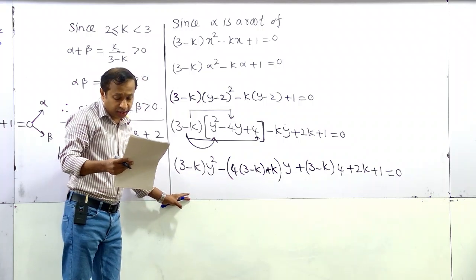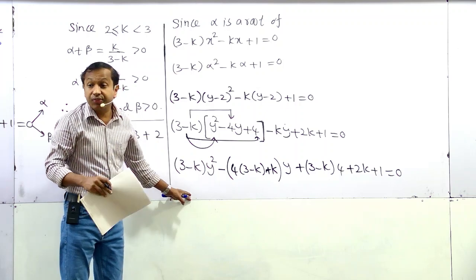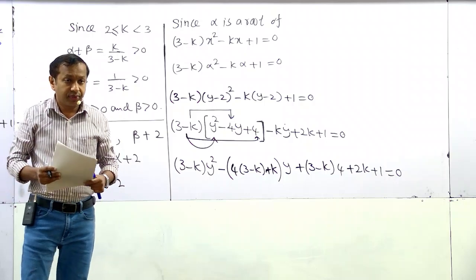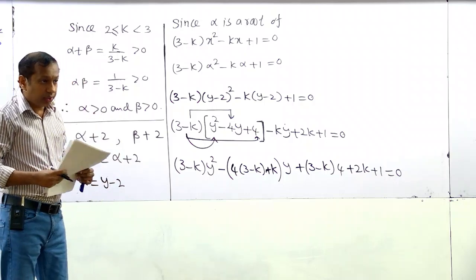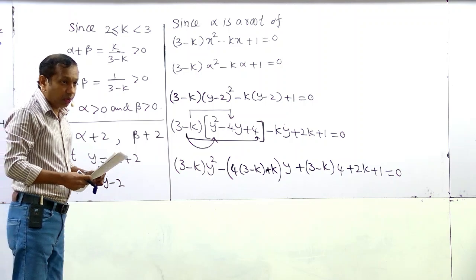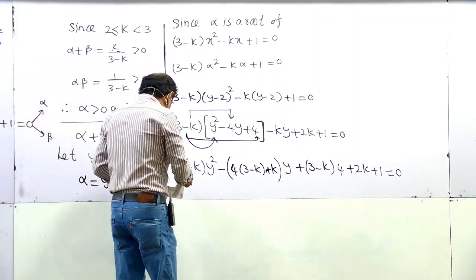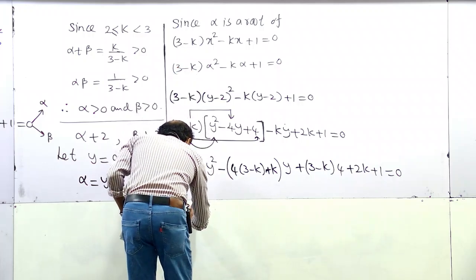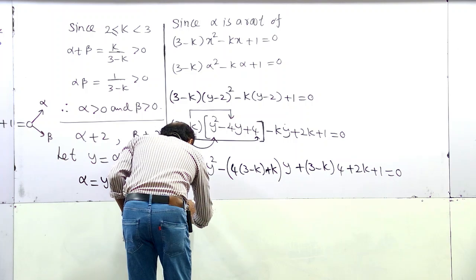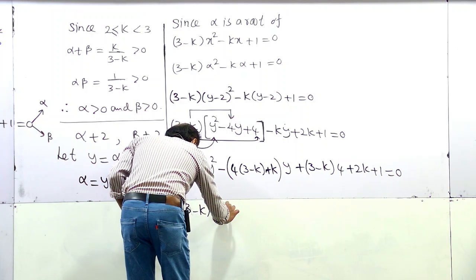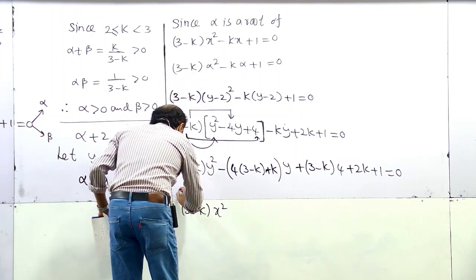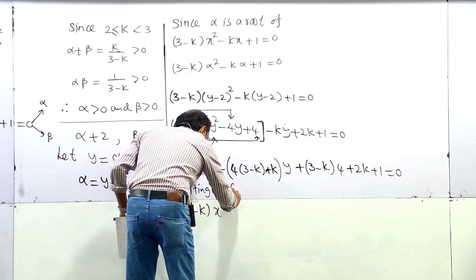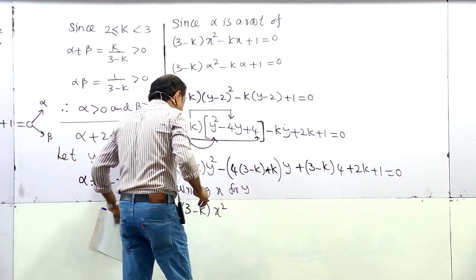Finally, since the equation is asked in terms of x, what do we do? That y we write as x. Then we get the required quadratic equation. Understood? Then we get here 3 minus k x squared. You can write x for y.